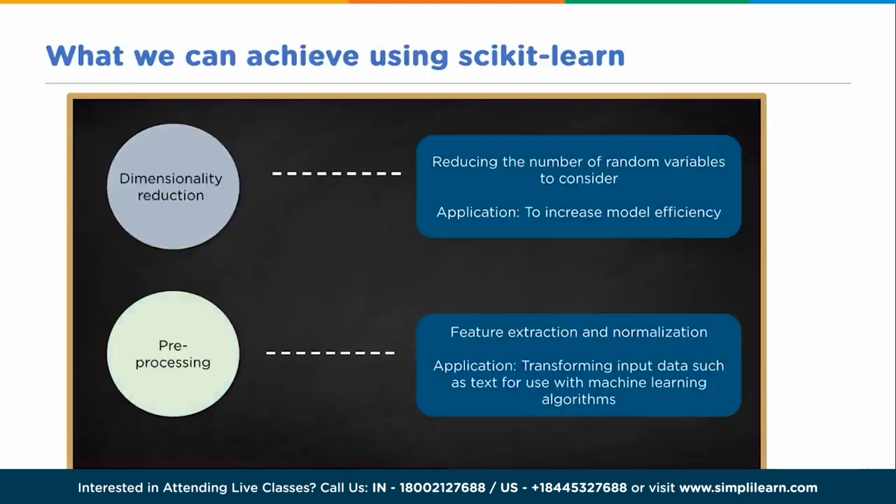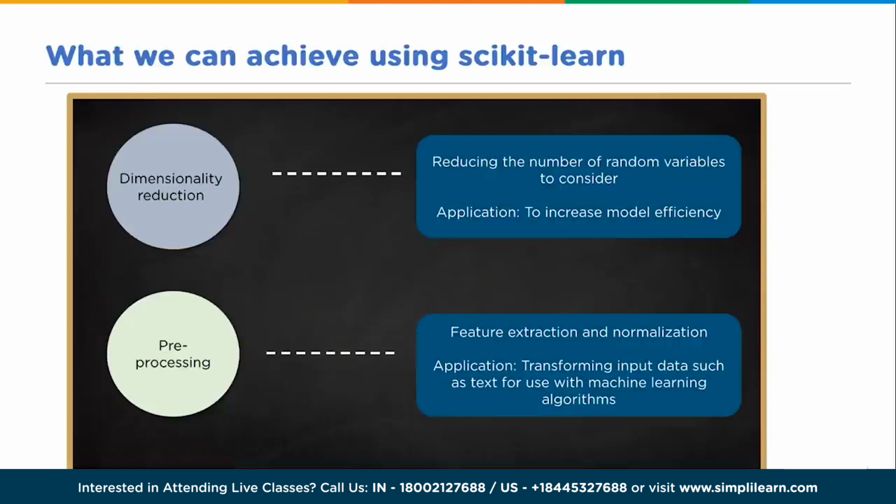Two other features are dimensionality reduction and pre-processing. Dimensionality reduction is reducing the number of random variables to consider. This increases the model efficiency. We won't touch that in today's tutorial, but be aware if you have thousands of columns of data coming in, thousands of features, some of those are going to be duplicated, or some of them you can combine to form a new column. And by reducing all those different features into a smaller amount, you can increase the efficiency of your model.